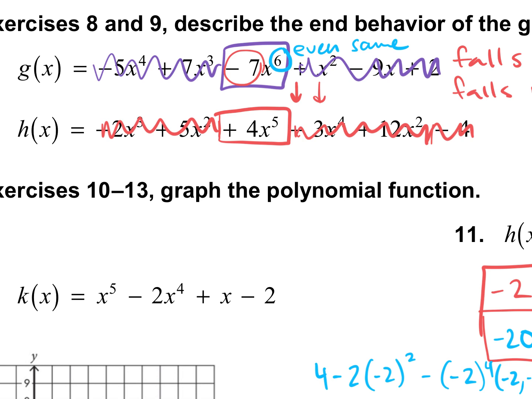Now here for number 9, the degree is 5, is it even or odd? Odd. Does odd mean that they're going to go in the same direction or opposite directions? Opposite. So our arrows are going to go in opposite directions. It is a positive leading coefficient. So what does that tell us?